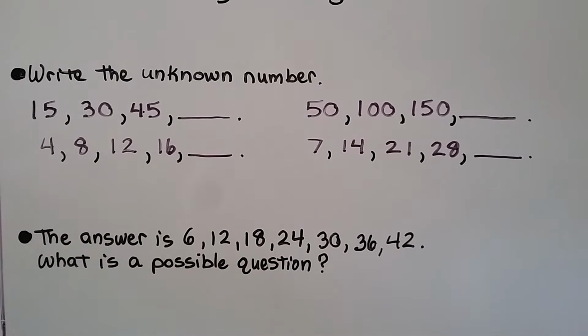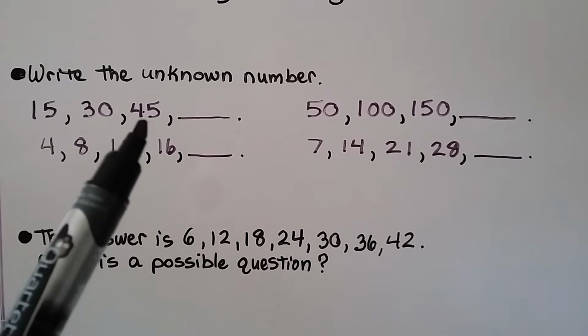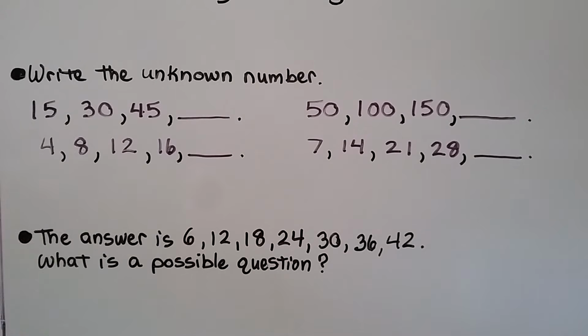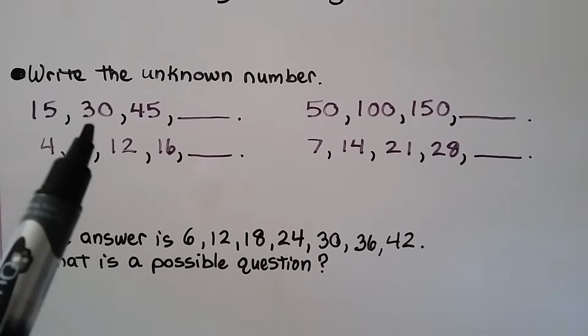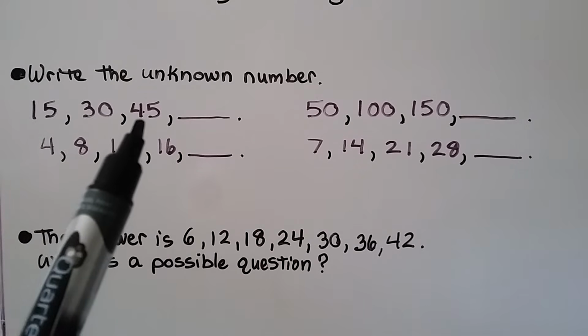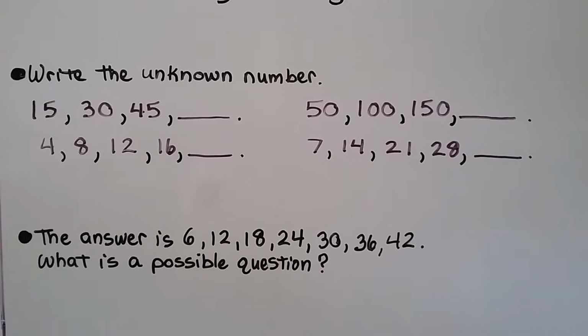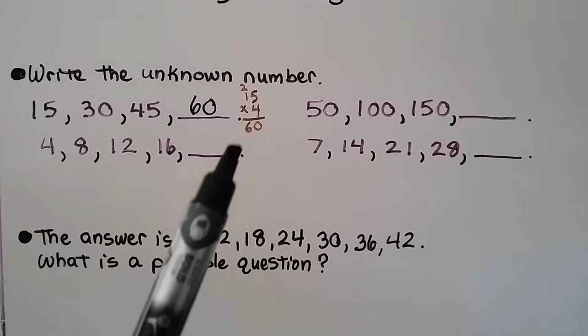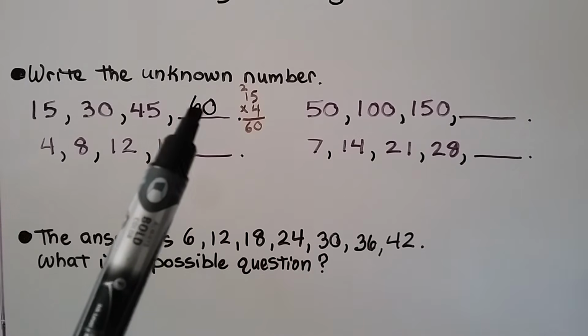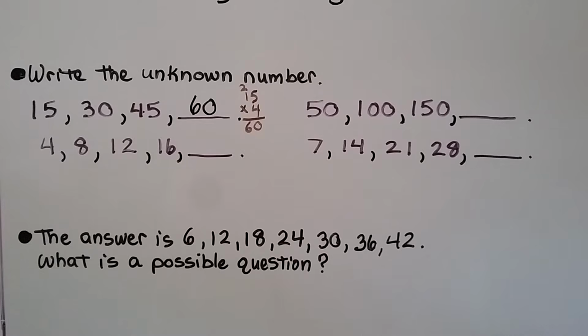Now it says to write the unknown number. We have to look for a pattern here. It went from 15 to 30 to 45. Do you know what would come next? Do you see what the numbers are doing? This is 15 times 1, 15 times 2, 15 times 3. This would be 15 times 4. We can do a little multiplication on the side and see that 15 times 4 is 60. So that would be a 60.